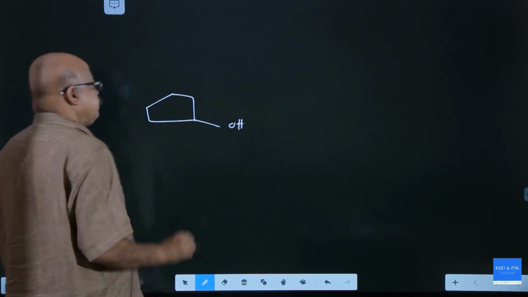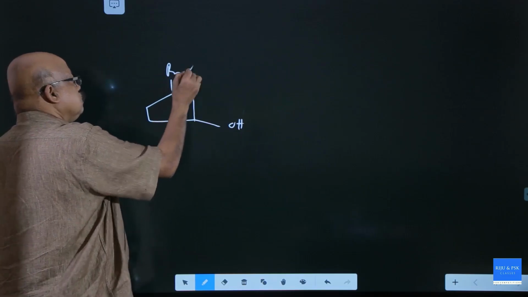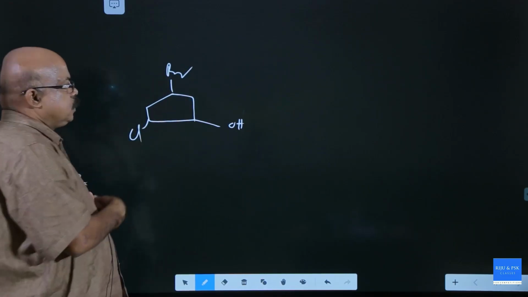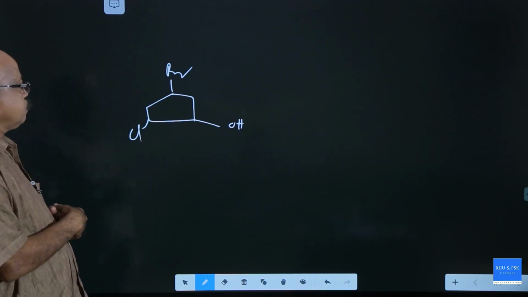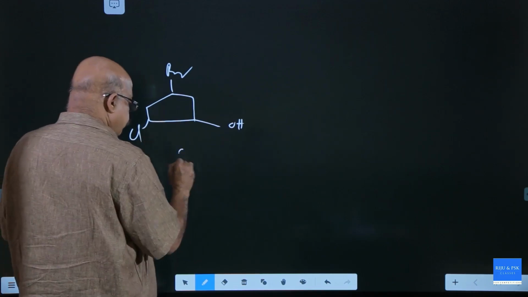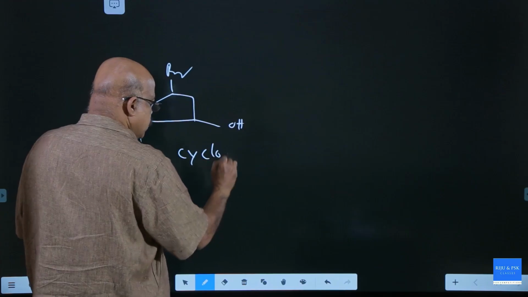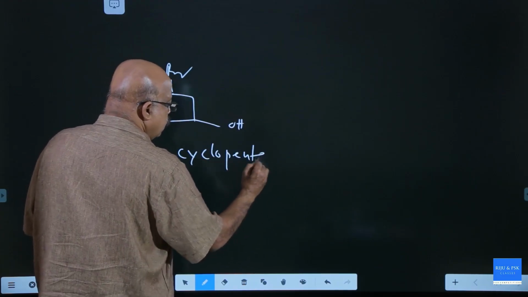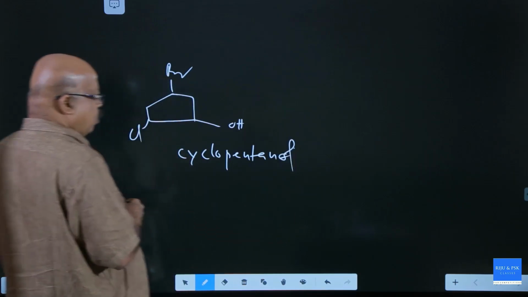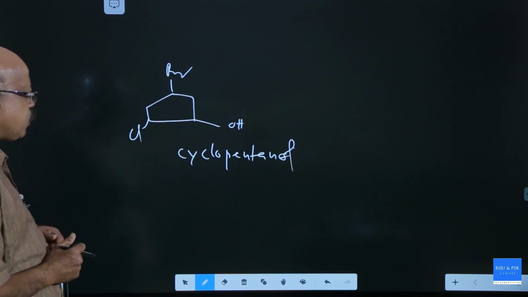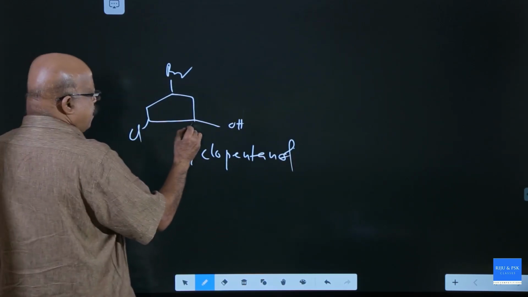OH group, bromine, chlorine. Here the OH group is the principal functional group. Cyclopentanol will do. Cyclopentanol is also correct. Start numbering from here.